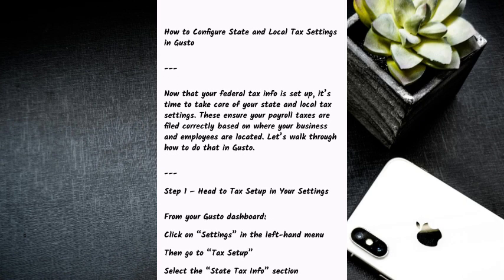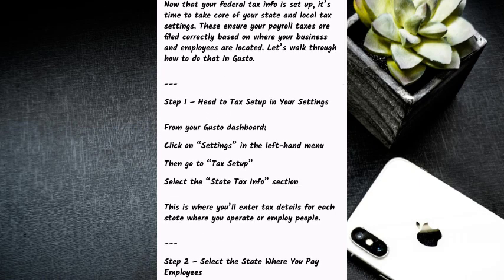Step 1, head to the tax setup in your settings. Now from your Gusto dashboard, you want to click on settings, that's in the left hand menu, and then go to the tax setup, and now you're going to select the state tax info section. Now this is where you'll need to enter tax details for each state where you operate or employ people.